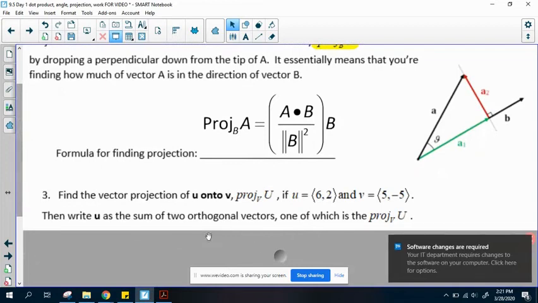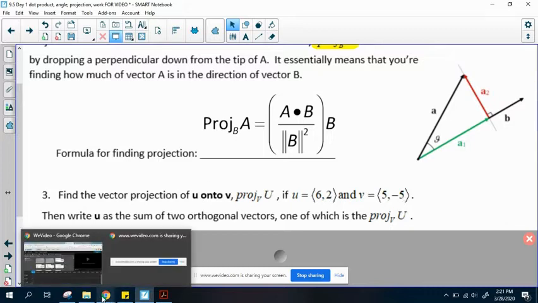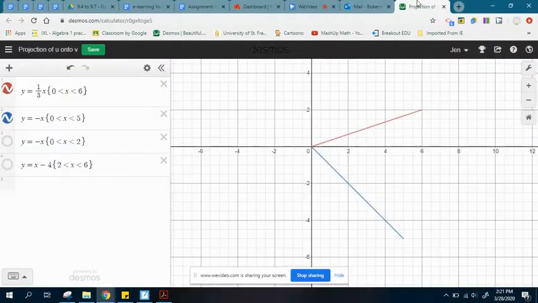So let's use this formula with two different vectors. So I have this vector u, which is 6, 2, and I have this vector 5, negative 5. Okay, and I'm going to go over to Desmos really quick just to show you what's going on. Okay, so I have this vector here. This is the vector 6, 2, and this is the vector 5, negative 5, going this way. So I want to know how much of A is projected onto B.